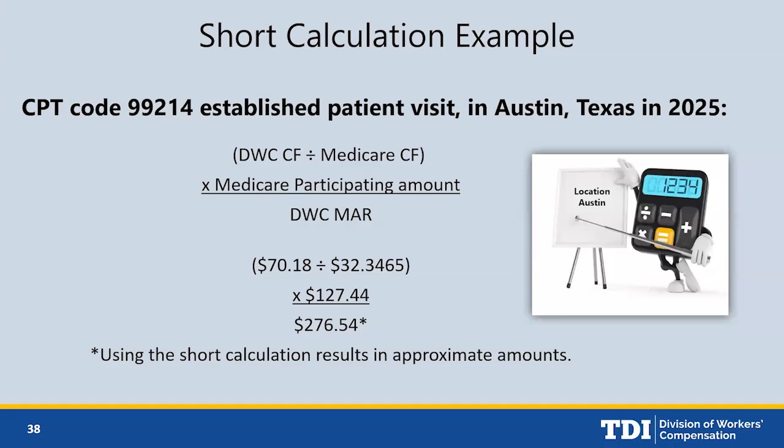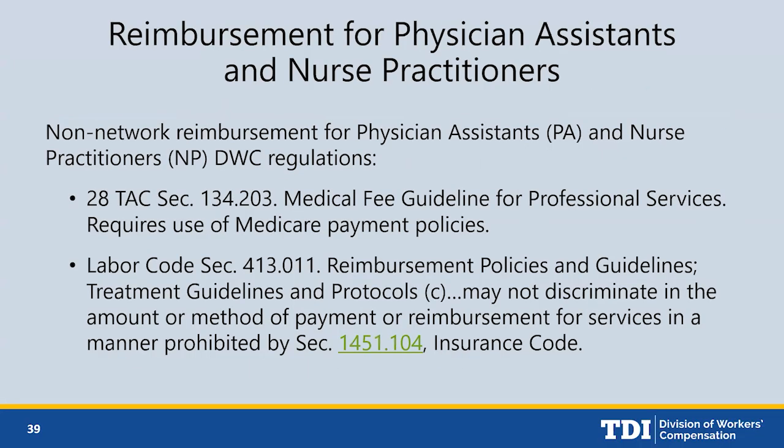So taking that same example, 99214, our conversion factor divided by theirs times the Medicare amount, and you come up with $276.54. If you're doing the short calculation, it could be off by a few cents here and there, but if you choose to do the short way, just know it's approximate. It gets close. So that's the majority of CPT codes on the professional side. You would use that short calculation or the long one if you would like.